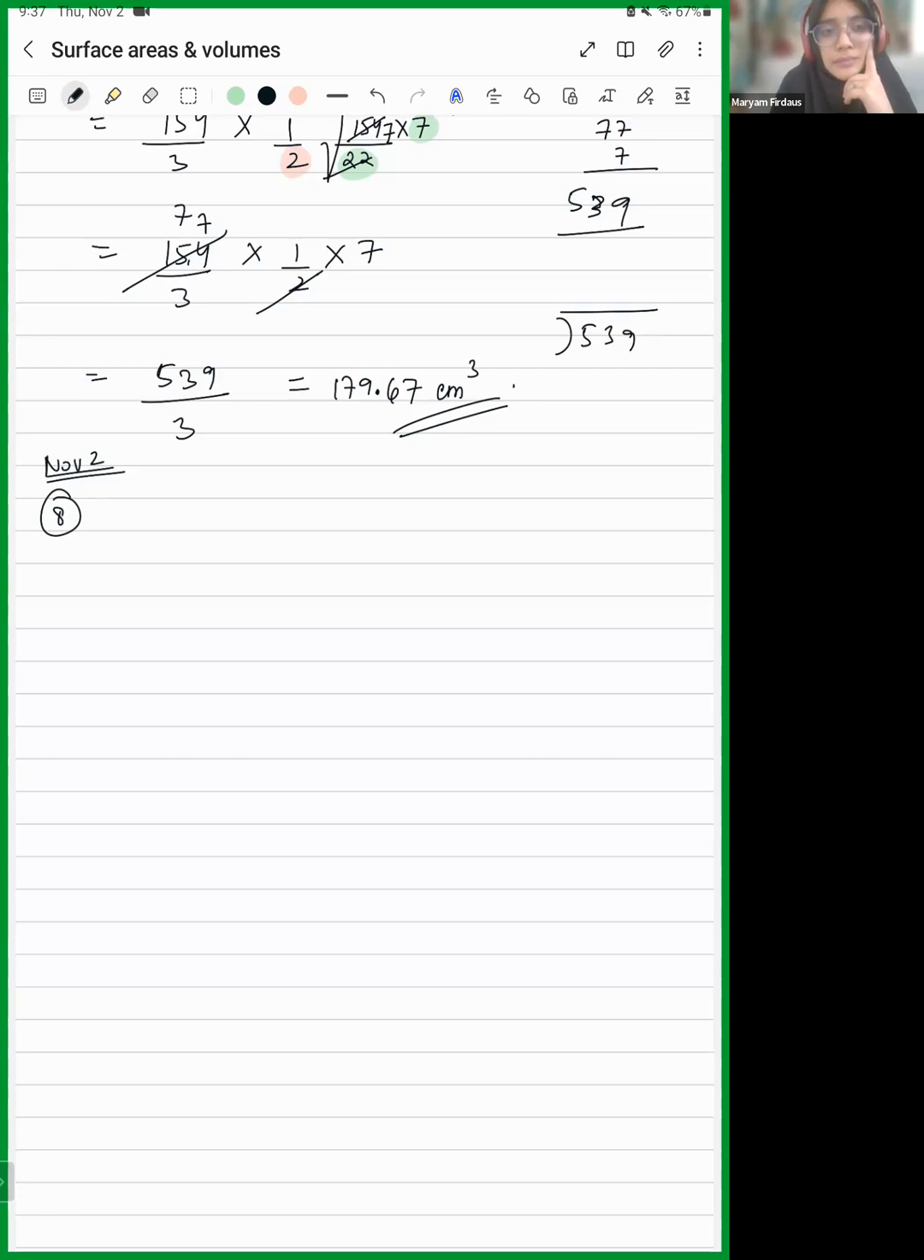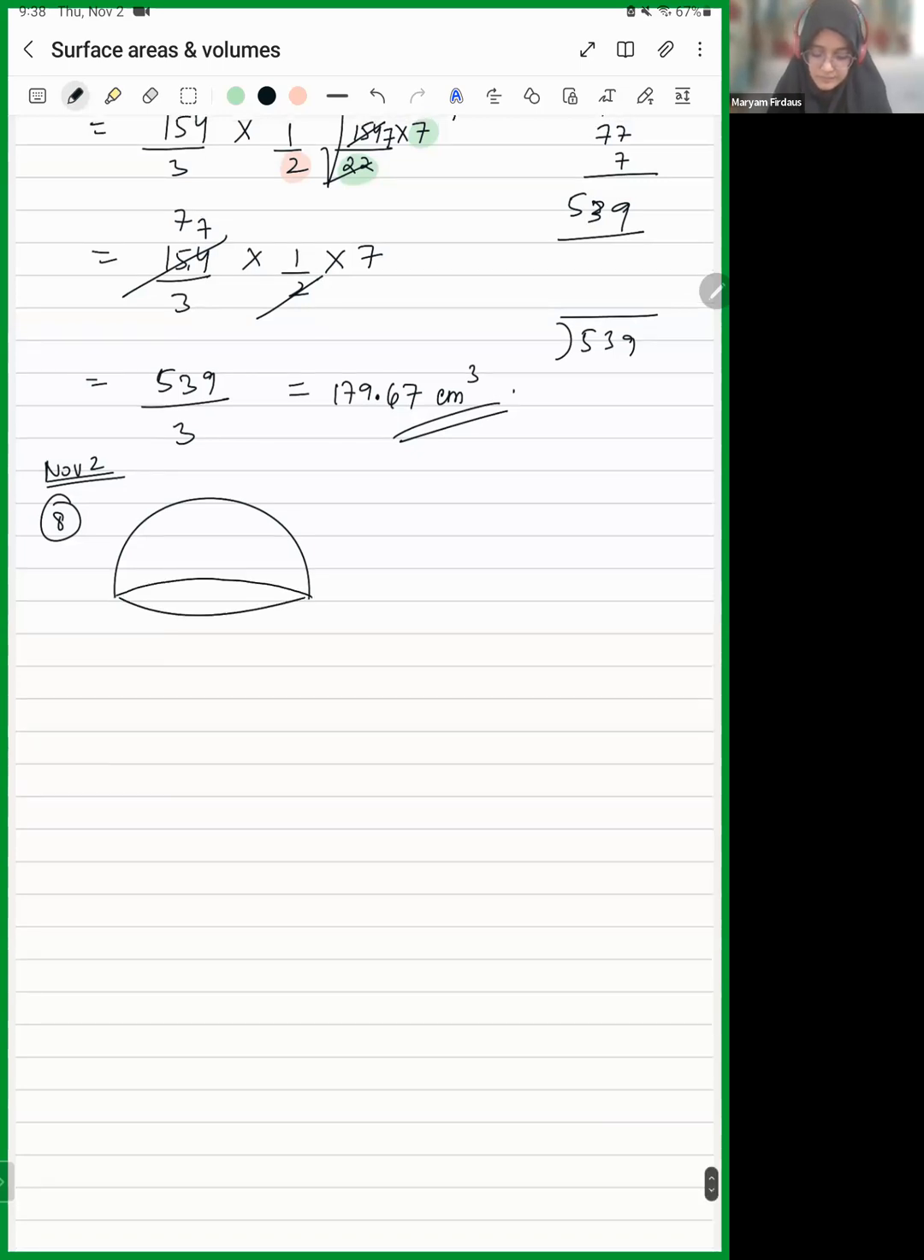A dome of a building is in the form of a hemisphere. From inside, it was whitewashed at the cost of 4,989.60. If the cost of whitewashing is 20 per square meter, find the inside surface area of the dome and volume of the air inside the dome. So, Munir, also please tell us what all is given to us. First of all, hemisphere is given. After that, what else is given?